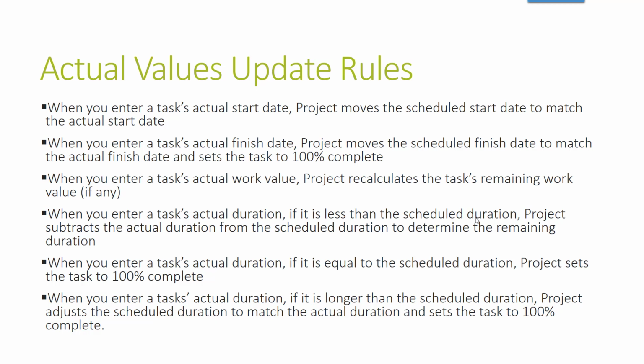So when you enter a task's actual duration, if it is equal to the scheduled, Project sets it to be 100%. So this one, if it's less, it's going to determine how much is left. This one, it's going to set it to 100. If you enter a task's actual duration and it's longer than what it was supposed to, it took longer than was anticipated, Project adjusts the scheduled duration to match the actual and sets the task to 100% complete. Okay? It just took longer, so it would adjust.